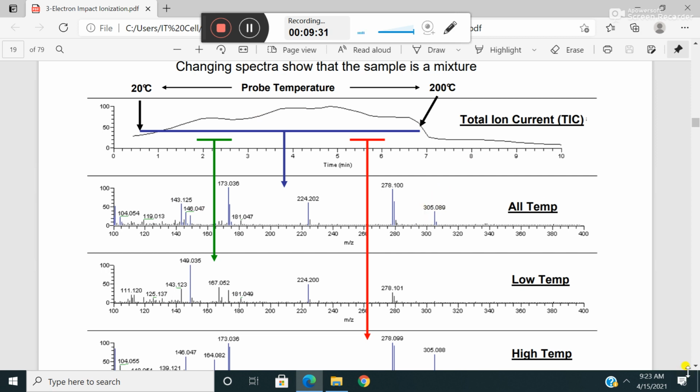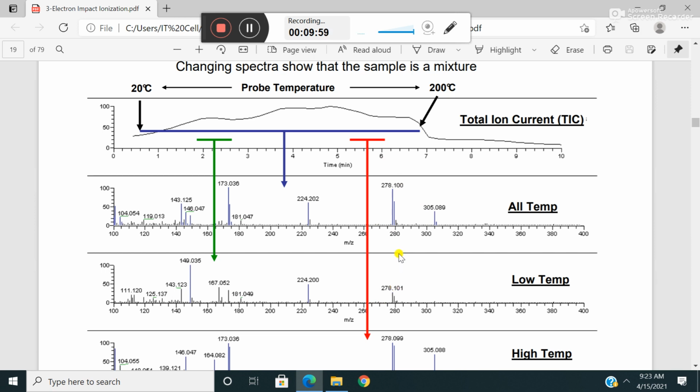So it means that some of the components may require a very high temperature for excitation, and that's why they appear later on, like this one. So you can't say that by giving a low temperature, whatever peak appears will be counted as the molecular ion peak. No, this is not the case.